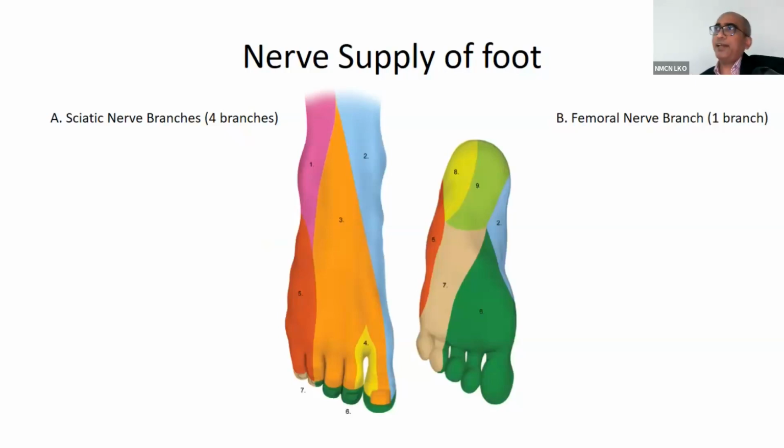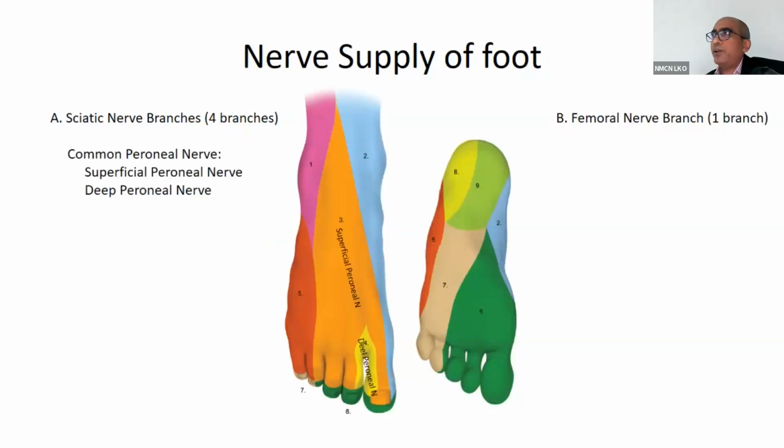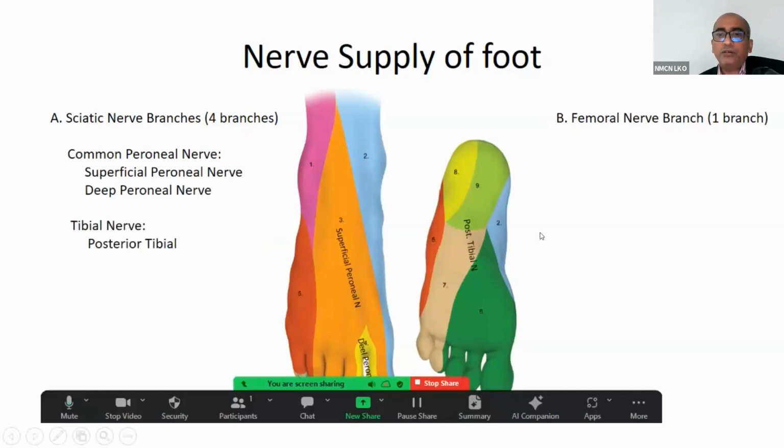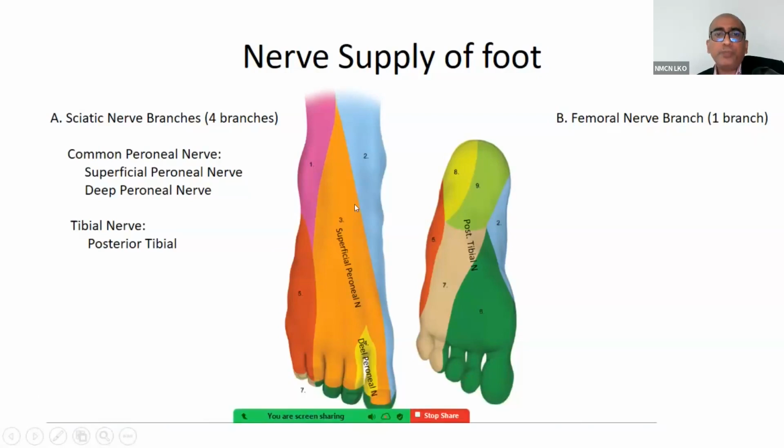So the foot is basically supplied by 5 nerves, and 4 of these are branches of the sciatic nerve, and 1 is from the femoral nerve. Now, the sciatic nerve branches: the common peroneal branches are superficial and deep peroneal. The superficial peroneal nerve supplies the dorsum of the foot, and the deep peroneal nerve supplies the first web space.